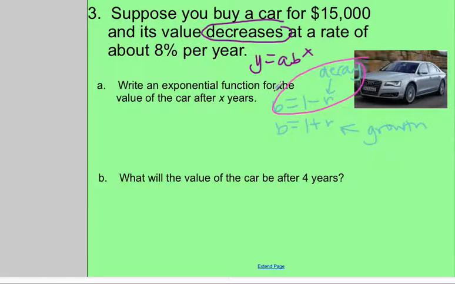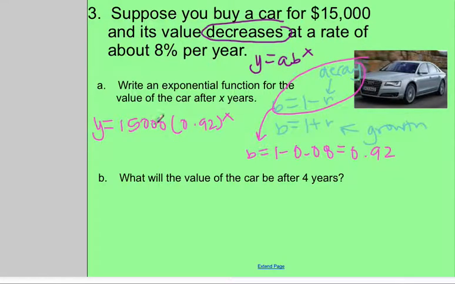It says write an exponential equation for the value of the car after x years. Well, first thing we need to know is my a value. A is how much we started out with. It started out with $15,000. Then I need my b. Well, it's decay, so we take 1 minus the rate. In this case, my rate is 8%. So I would have 1 minus, and I put 8% as a decimal, 0.08. And so what I would get is 0.92. So I would have 0.92 to the x. There is my equation. Part B, what will the value of the car be in 4 years? Well, x is the number of years, so I just need to plug in 4.